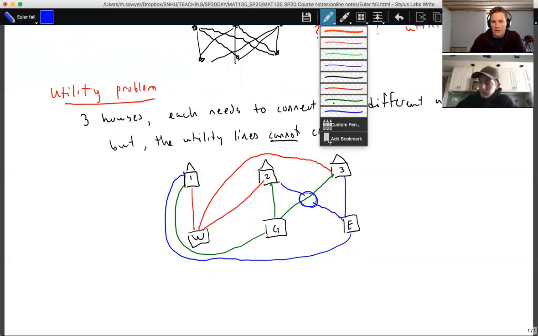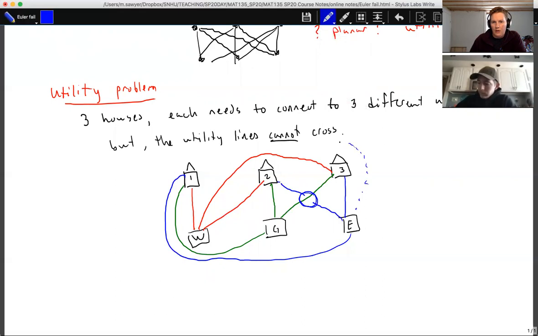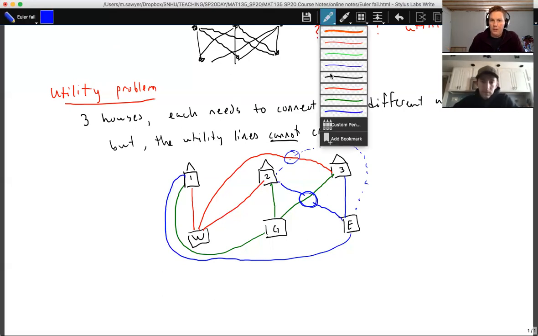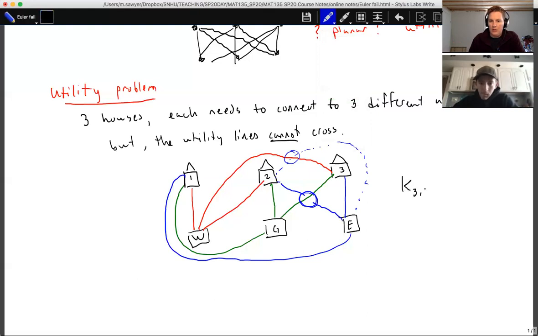If I had taken a different step and I had gone around the outside to house 2, I'm intersecting the line between water and house 3. So I have a problem here. So either way, there's no way that I can represent the utility problem or bipartite K33 on a planar graph. So this is proof by picture that K33, which is this graph, is not planar.